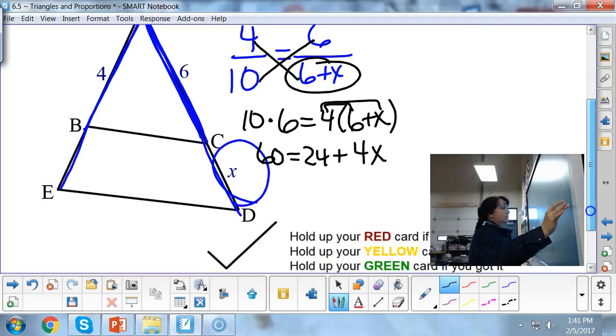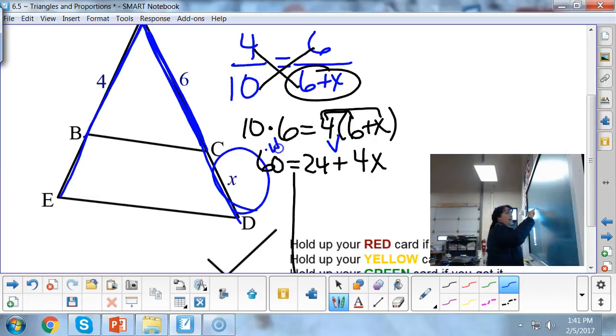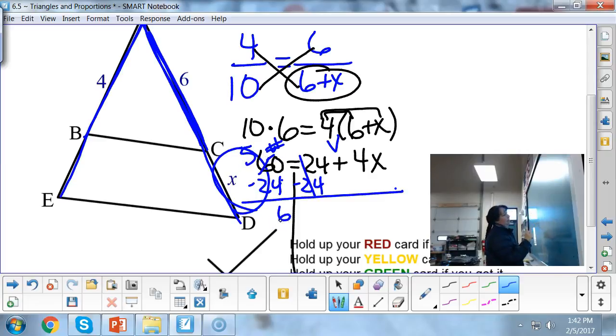I'm going to give us a little bit more space here. I'm going to draw my line here, and we're going to use this as our variable side and this is our number side. So I'm going to minus 24 from both sides. I'm going to have to borrow there. And I get 36 is equal to 4 times x.